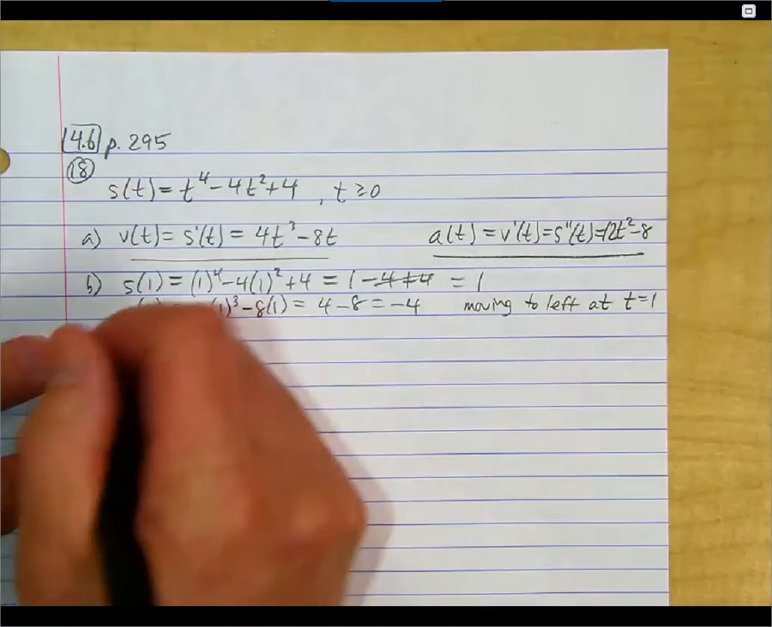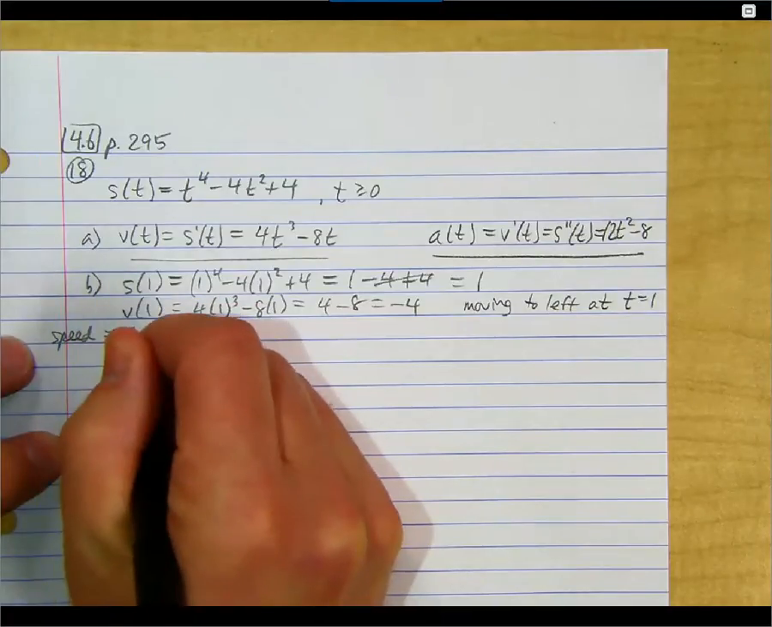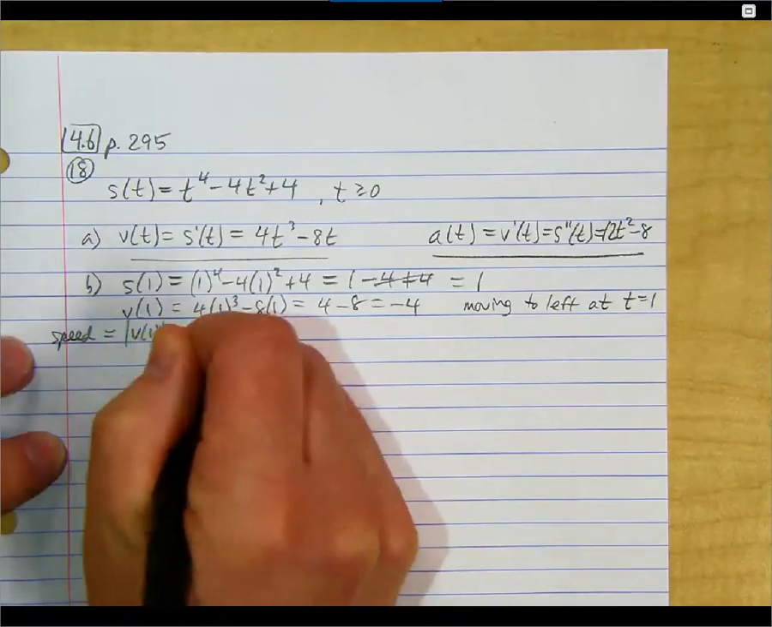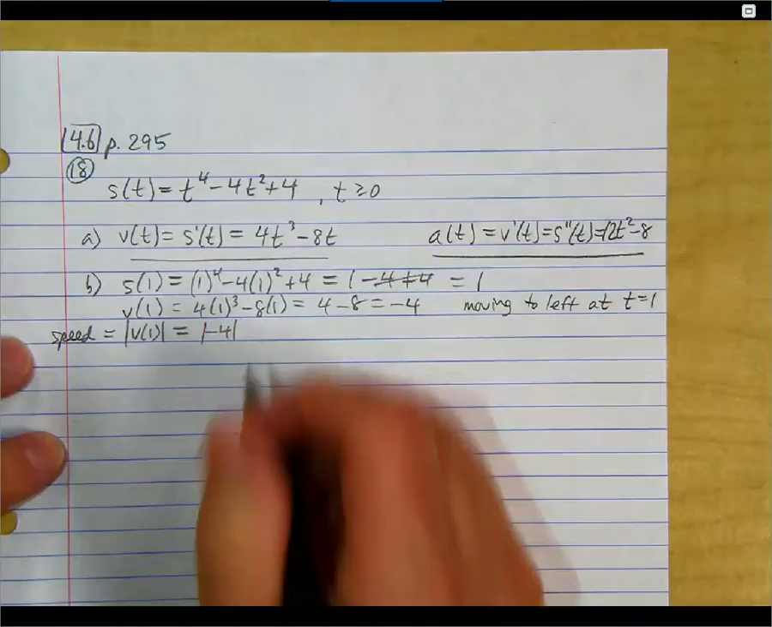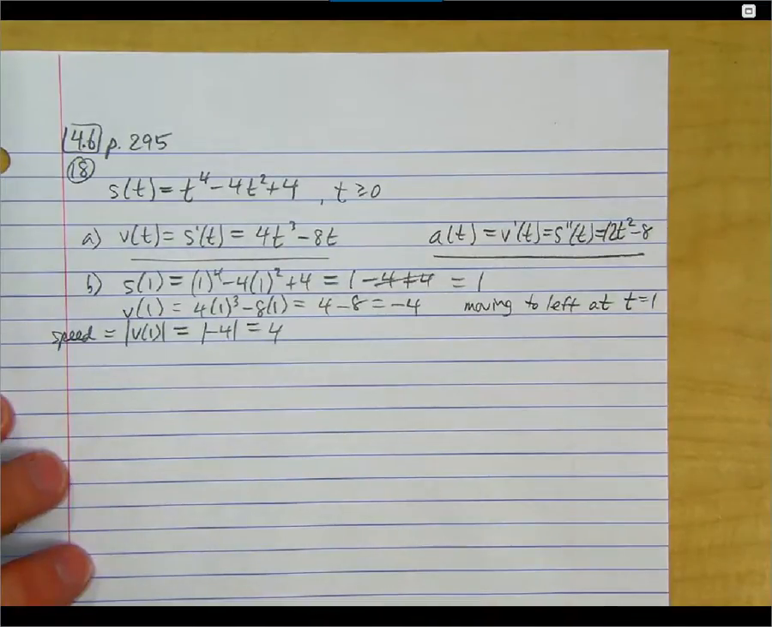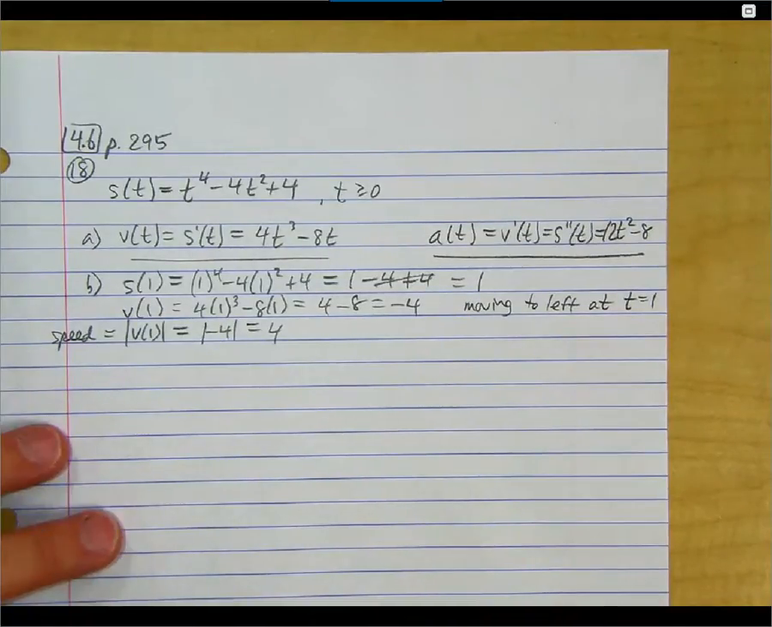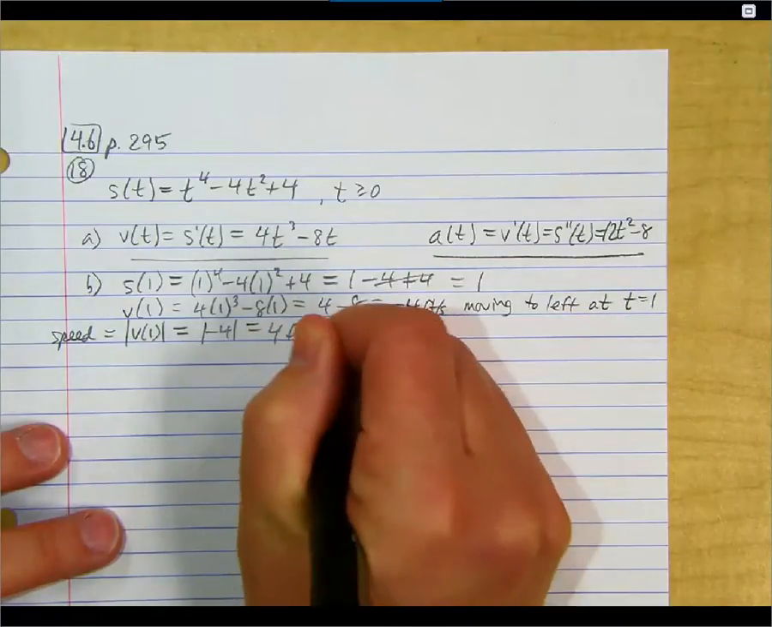Next up, the speed, also known as the absolute value, is simply the absolute value of what you had there for the velocity. So that's going to be a 4. And I guess the units were given in this one, so that would be feet per second. I should put that on there, and this is also feet per second.